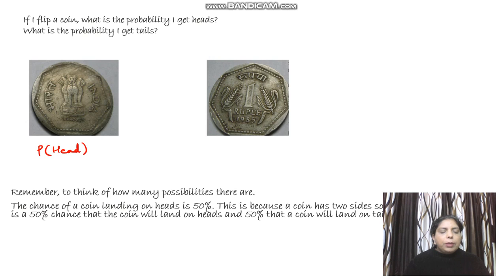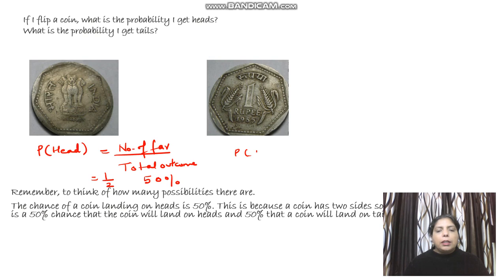So the probability of getting a head. How have we defined the probability? Number of favorable outcomes upon total outcomes. So what is a favorable outcome here? That is only 1 out of 2. What are the total outcomes? 2. So the probability of my getting a head is 1 upon 2, or in percentage I can say it is 50%. Similarly, the probability of getting a tail will be 1 upon 2 or 50%. Okay, now let us take the example of a dice.